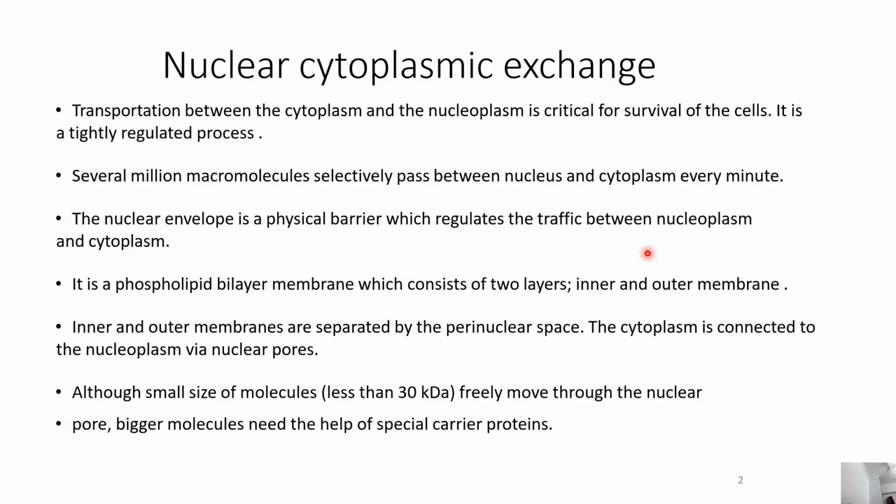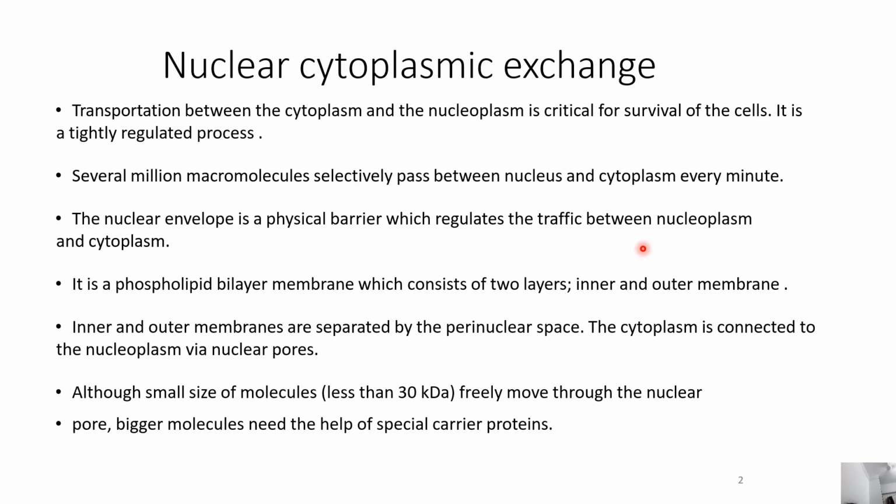So, transportation between the cytoplasm and the nucleus is critical for the survival of cells. It is a highly integrated process. Several million macromolecules pass between the nucleus and cytoplasm every minute. The nuclear envelope is a physical barrier which regulates the traffic between the cytoplasm and the nucleus.